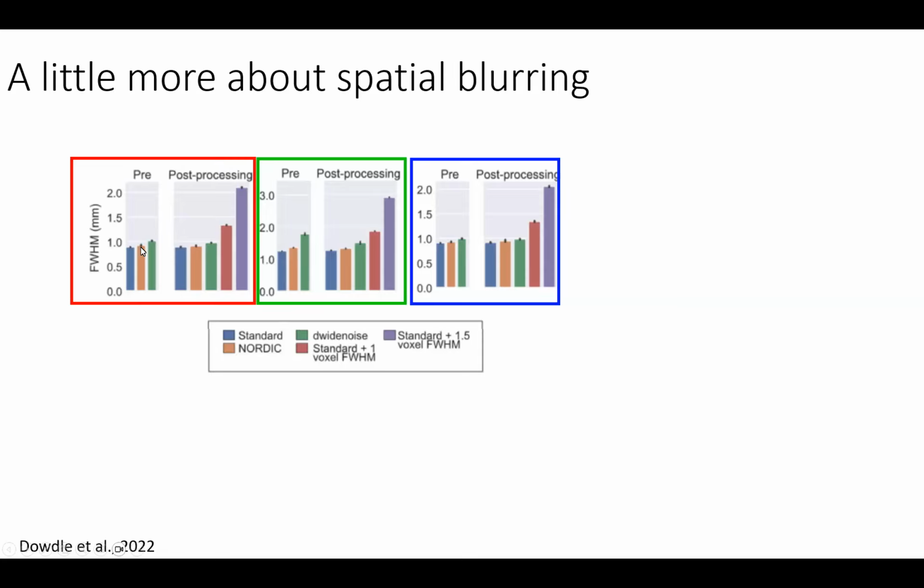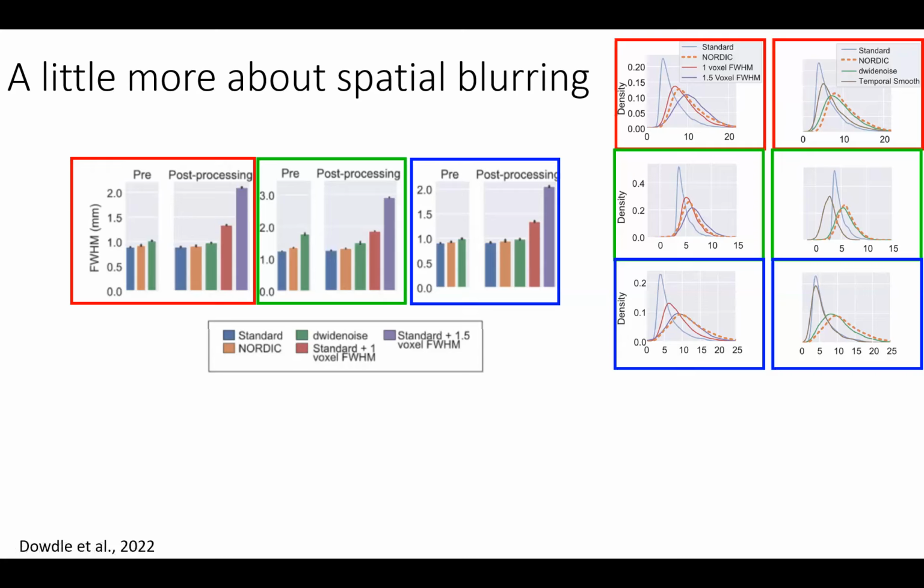We see maybe a tiny increase in blurring after Nordic relative to standard. Again, nothing too concerning. A little bit more with DWI denoise. Again, nothing too bad. And then obviously once you go to smoothing, you see massive increases in blurring. If you look at the T values for these different data sets and for these different approaches for dealing with thermal noise, we can see that Nordic is more or less equivalent to 1 voxel smoothing for most of these data sets, except here where it's comparable to 1.5 voxel smoothing. However, it's not plagued by the blurring that smoothing always introduces to the data. So again, all good so far.